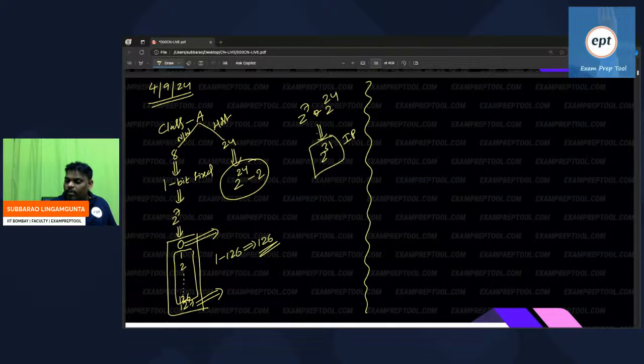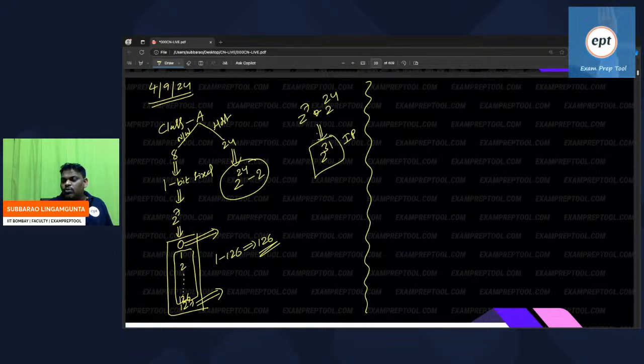Remember one more important thing. Host part every time minus 2. But network part minus 2 only for class A. For other classes, you need not do anything.